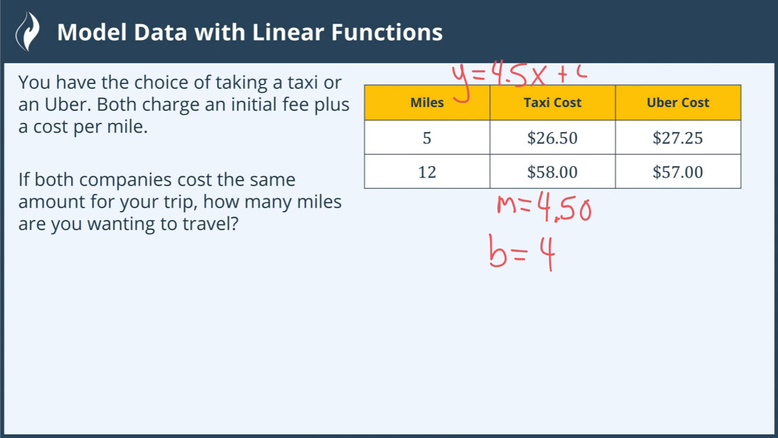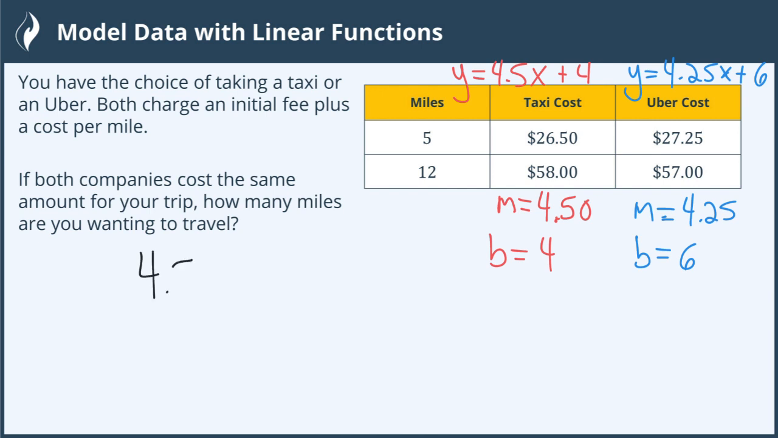Now, for our Uber, we found that our slope was 4.25 and our y-intercept or starting cost was 6. That means that our equation for the Uber is y equals 4.25x plus 6. Now, because we now know our equations for each of the two options, again, if we want their costs to match, we need their y values to be the same. That means we're essentially setting the two equations equal to one another.